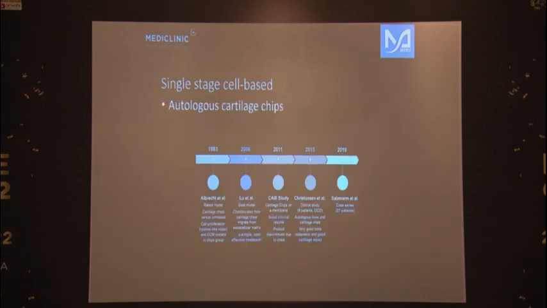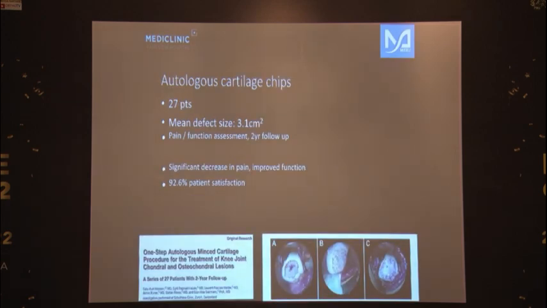So a more widely available single-stage option is indeed Autocart. So autologous chips have been used in the past, starting with Albrecht in 1983, various animal studies, and then a couple of clinical studies, Christensen, and then by Dr. Salzmann and his team in Switzerland more recently. So his team published the results of 27 patients. So you can see the defect size is actually quite large, 3.1 centimeters, and followed these up for 2 years. They achieved an overall 92.6% satisfaction rate with these defect sizes.